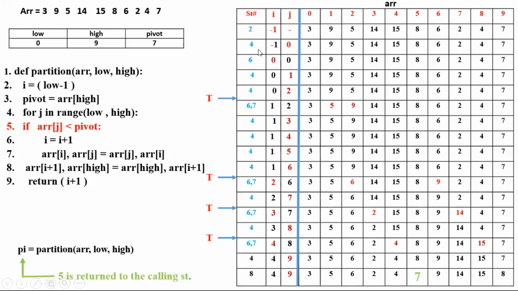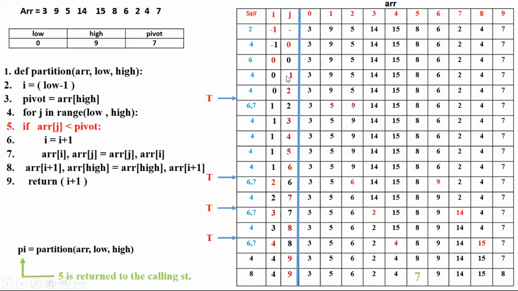So statement 4 here, j is 0. Now we compare array sub 0 with pivot. Since 3 is less than pivot, then in statement 6 we increment i, now i is 0, and we exchange a sub i with a sub j. Here no change, since 3 will stay in its place. We swap 3 with 3, nothing. Next j, here j is 1.